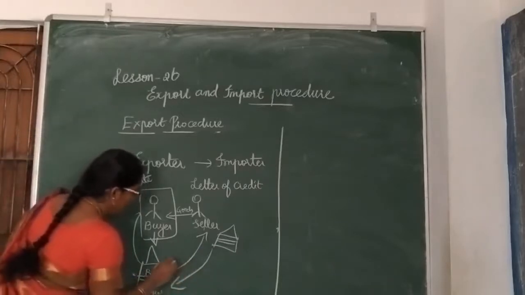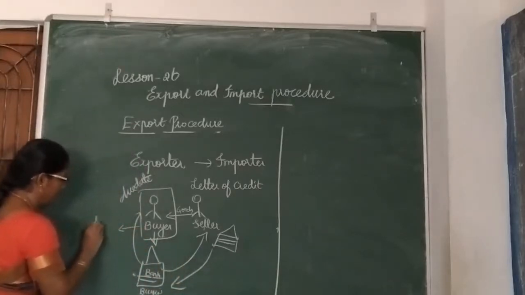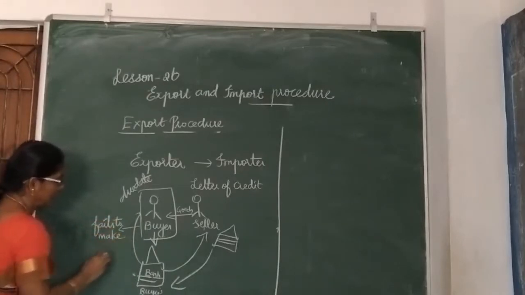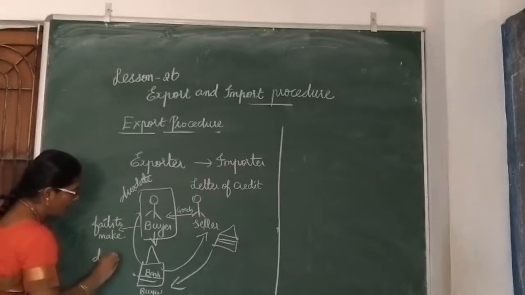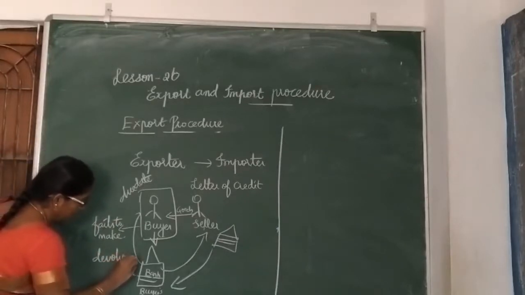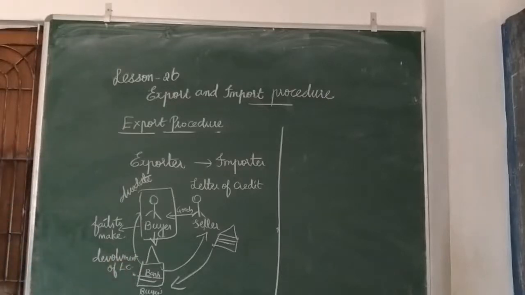What is it called? If he fails to make the payment, that LC is called a devolvement of LC.